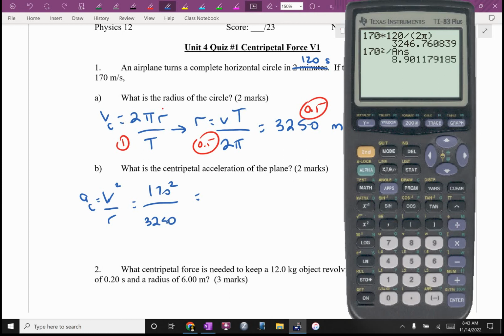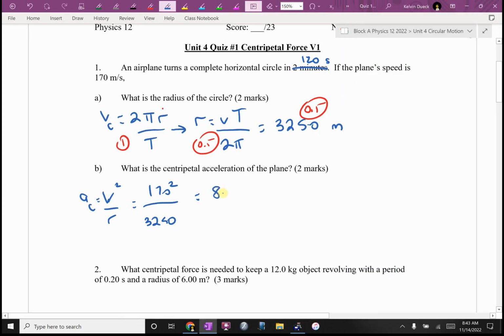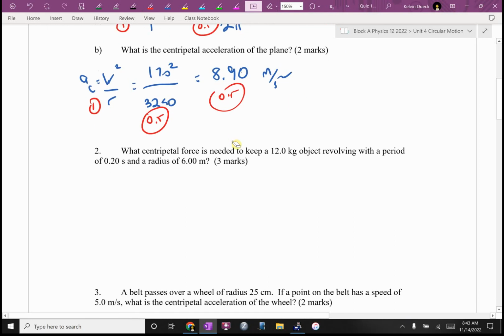Did you get 8.9? Okay. Pulling about a G. Yeah, okay. I'm okay with that. In fact, I think it was 8.90. Yeah, it was. Okay. 1 mark, half mark, half mark. Did anybody use the 4 pi squared R over T squared? Could have. Okay, so same thing. I would give you 1 mark for writing the equation, half mark for the numbers. You would have got the same answer.